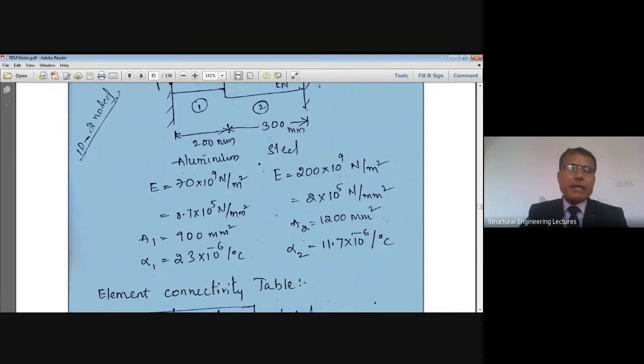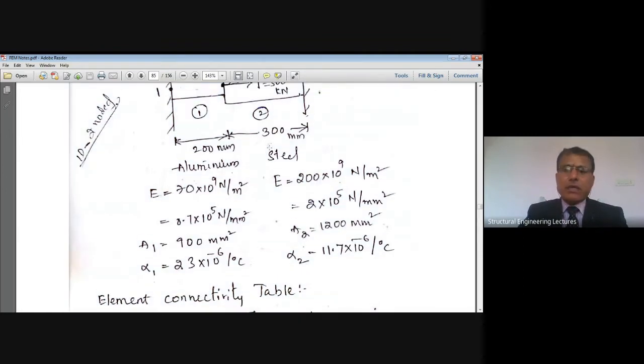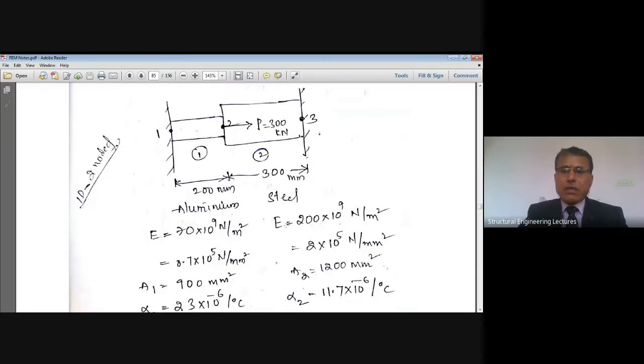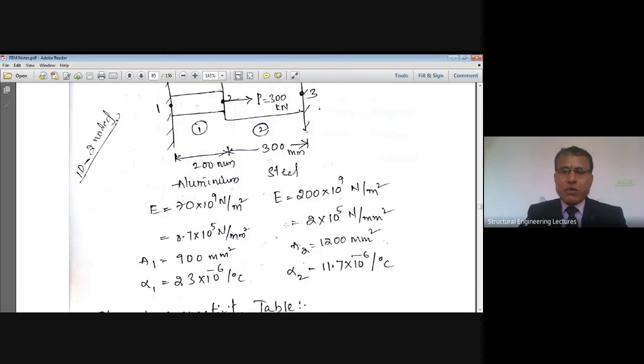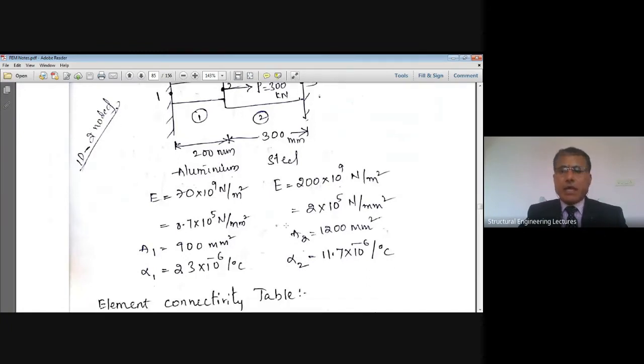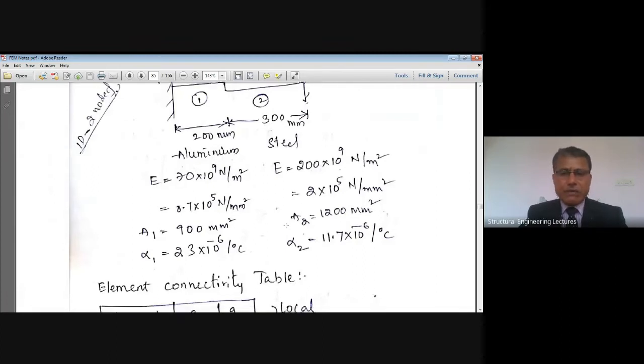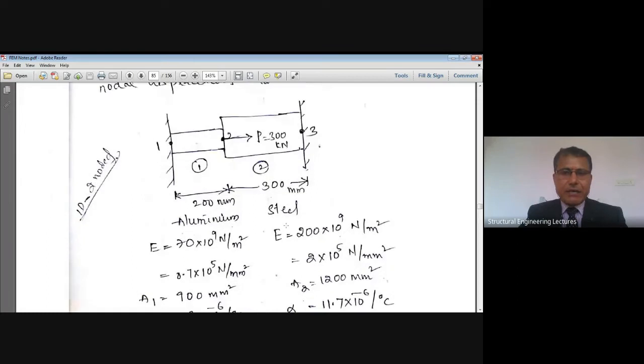Similarly, the second element is that of a steel having a length of 300 mm and Young's modulus 2 × 10^5 Newton per mm square, area 1200 mm square, and coefficient of linear expansion alpha 11.7 × 10^-6 per degree centigrade.